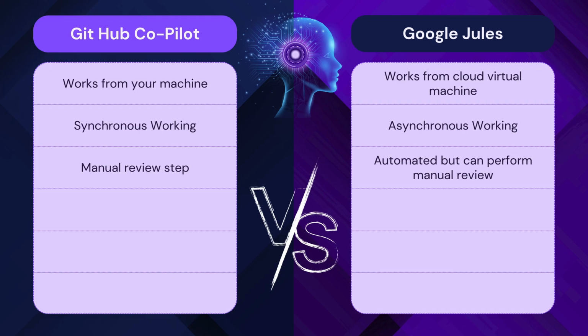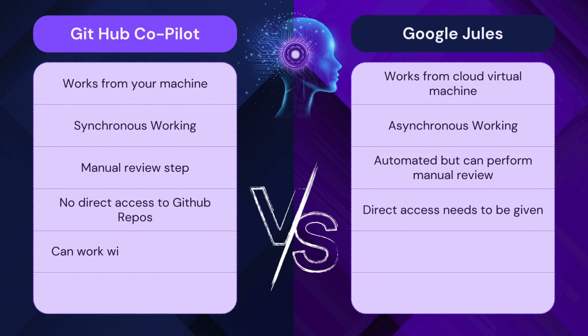Number 4, this is something not so great I would say about Google Jules. If you are using GitHub Copilot, you don't need to give direct access to your GitHub repository as such, or if you are using Cursor AI, you don't need to give complete access to your repository, all the different branches, because it can sit in your IDE on your local machine and work. But in case of Jules, your code repository must be in GitHub.